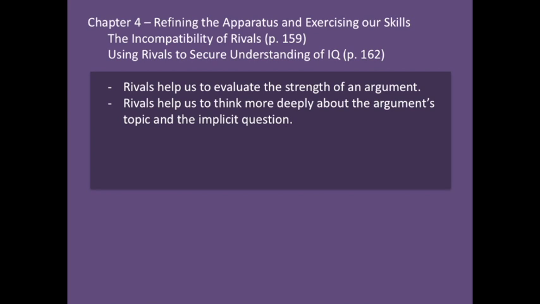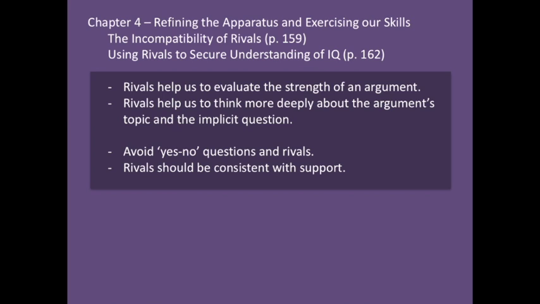And so, two more requirements for rivals to keep in mind. Avoid yes-no questions and rivals. So avoid implicit questions where the only possible answers are yes and no. Those sorts of questions, those sorts of rivals, are generally unhelpful for developing real, thoughtful critical thinking. And then another requirement: make sure that your rivals are consistent with the support. Again, we'll talk more about that as we get into evaluating arguments.